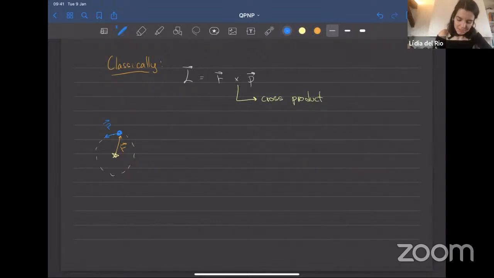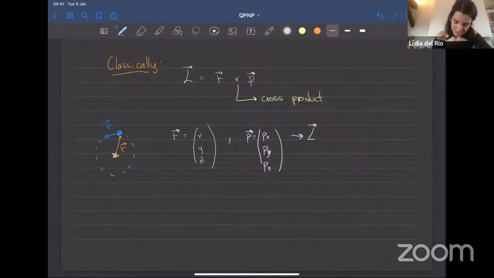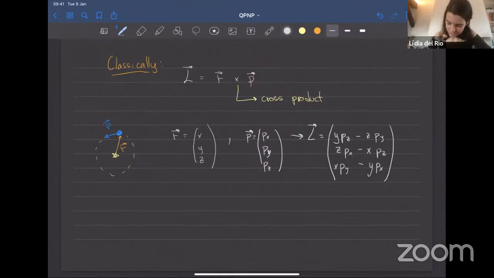What this angular momentum does, what the cross product does, is it returns a vector as well, and it works like this. So if the position is x, y, z, so it's a vector classically, there's no Hilbert spaces yet, and the momentum is the momentum in the x direction, in the y direction, in the z direction. Then what this does is give us a new vector which has the following coordinates. So it's y pz minus z py in the x direction. And here goes z px minus x pz in the y direction, and x py minus y px in the z direction. So this is what we call, say, Lx, Ly, Lz.